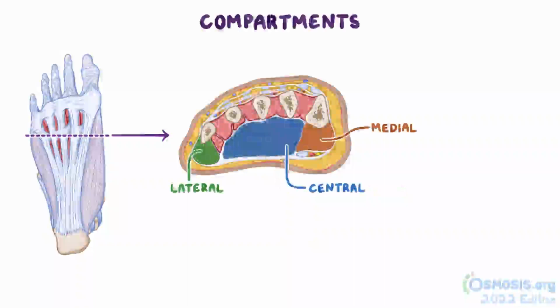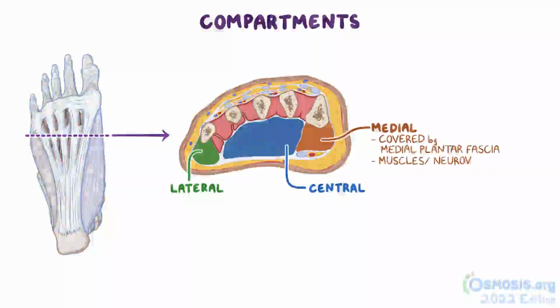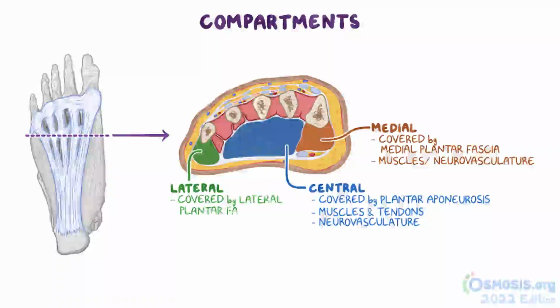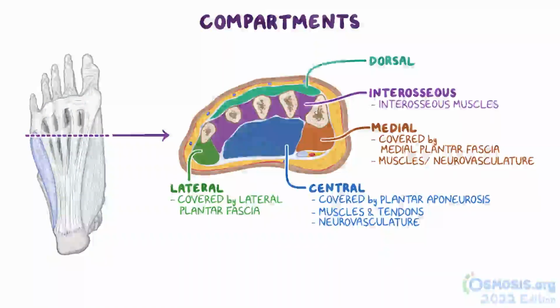The medial compartment is covered superficially by the thinner medial plantar fascia, and it contains muscles and neurovascular structures of the foot. The central compartment of the sole is covered by the dense plantar aponeurosis and contains muscles and tendons of the foot as well as neurovascular structures. There is also the lateral compartment of the sole, which is covered superficially by the thinner lateral plantar fascia. Additionally, there is an interosseous compartment of the foot containing the interosseous muscles and a few other structures, as well as the dorsal compartment of the foot, which has the extensor muscles of the foot passing through it.